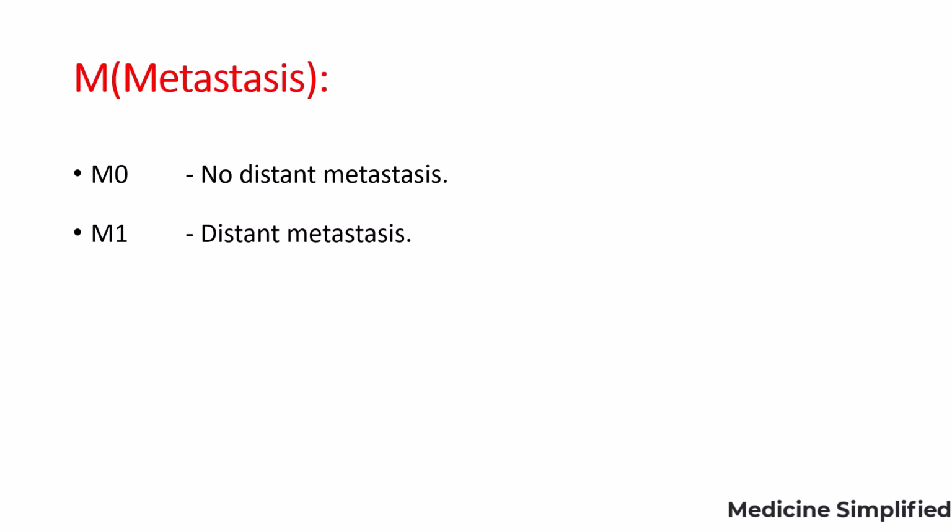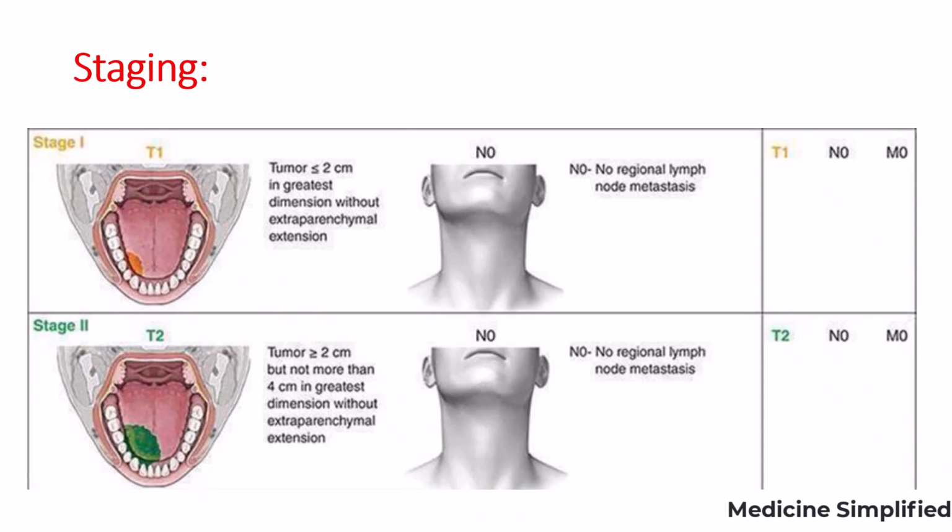Next is metastasis. M0 indicates no distant metastasis. M1, distant metastasis. Coming to the TNM staging. Stage 1 indicates T1, N0 and M0. T1 is tumor which is less than 2 centimeters and there is no regional lymph node and metastasis. Stage 2, greater than 2 centimeters but less than 4 centimeters, that is T2, N0 and M0.